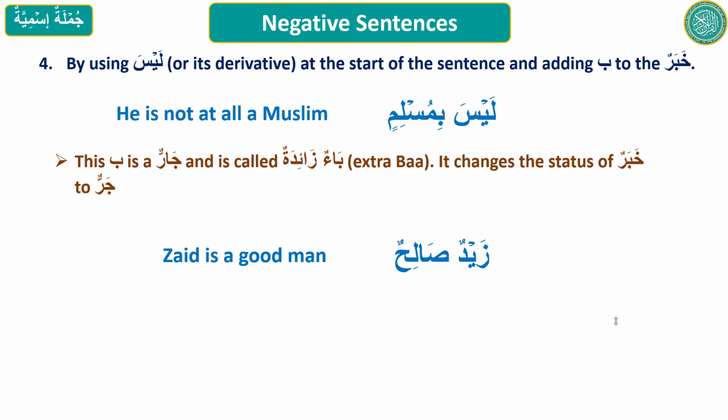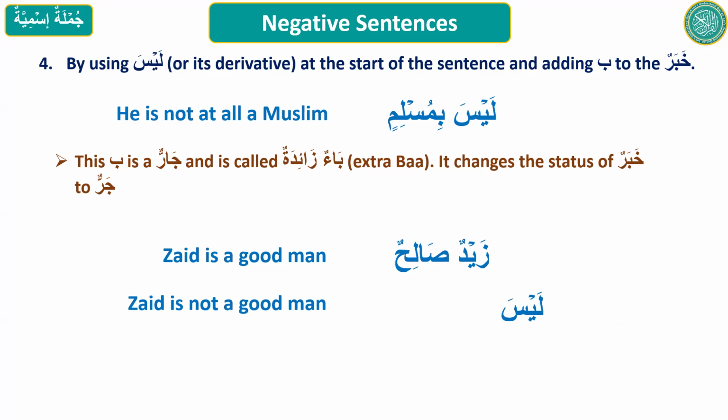Anybody other than Saad Iqbal? Sister Maryam Zishan, go ahead. Yes, sir. Laisa Zaidun bisalihin. Listen again. I'm going to say Zaid is not a good Muslim, just a regular. I'm not saying Zaid is not a good Muslim at all. I'm not saying that. Zaid is not a good Muslim. Laisa Zaidun salihan. Right.